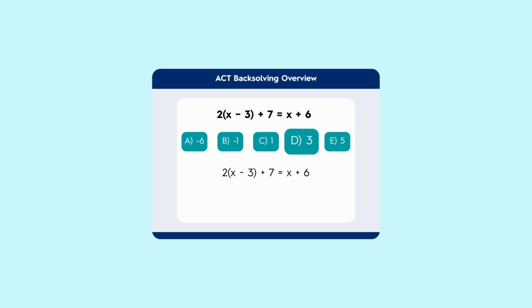Try 3. 2 times the quantity 3 minus 3, plus 7 is 7. The right side is 3 plus 6, which is 9. Still too small, so go larger. Try 5. 2 times the quantity 5 minus 3, plus 7 is 11. The right side is 5 plus 6, also 11. That's a match, so the answer is E.